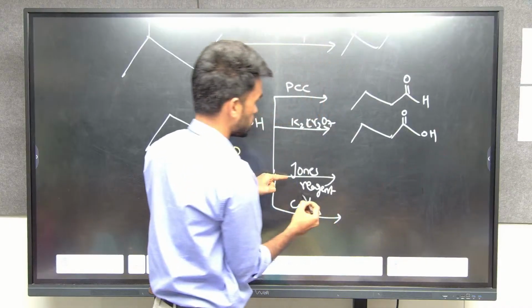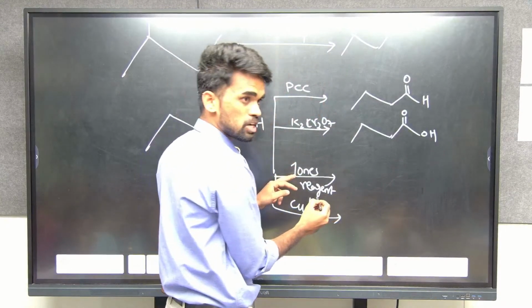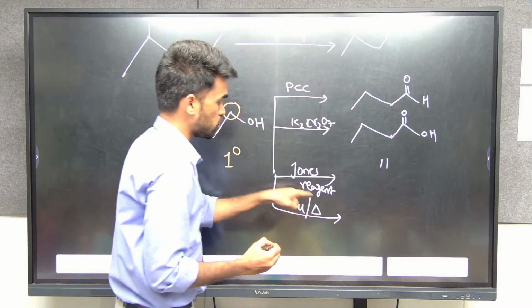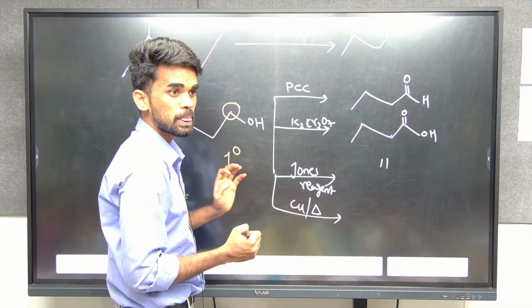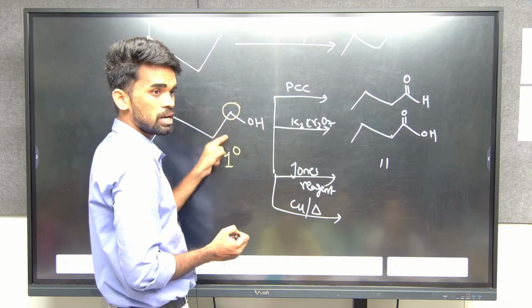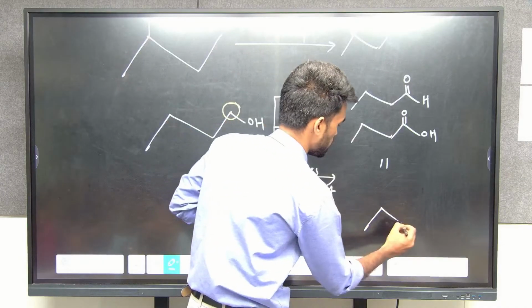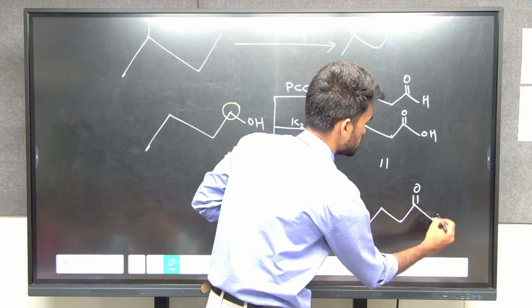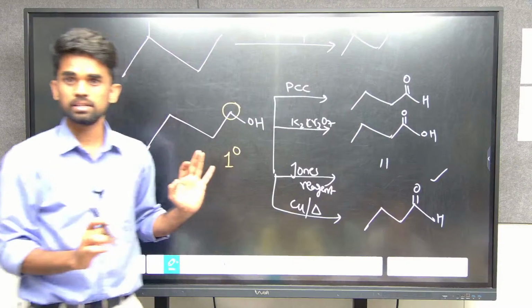Carboxylic acid. What about this Jones reagent? This is also carboxylic acid. Now what about copper metal under heating conditions? Aldehyde. Primary alcohol, so aldehyde. So it will be butanal again. That's it. So how simple is it? Clear or not?